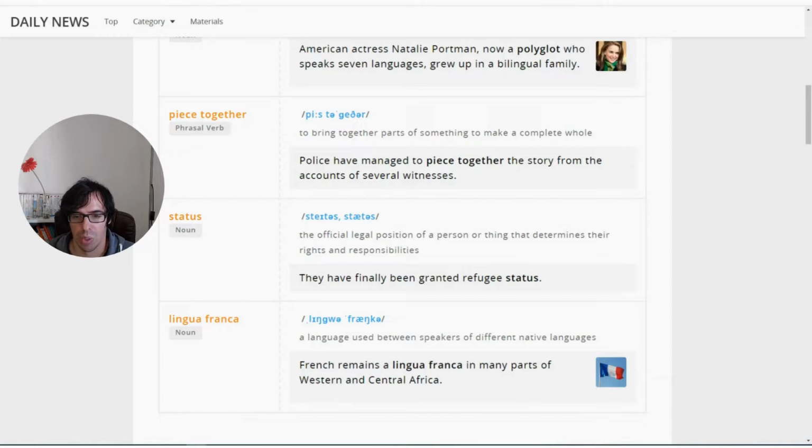Okay. So lingua franca, it's a noun. Again, this is going to be based on language. So we have a language used between speakers of different native languages. French remains a lingua franca in many parts of Western and Central Africa. And English, for example, a lot of people would consider English to be the lingua franca of the world. So quite interesting also. Now we're going to go down to the actual article, and this is where usually I would get you to read.